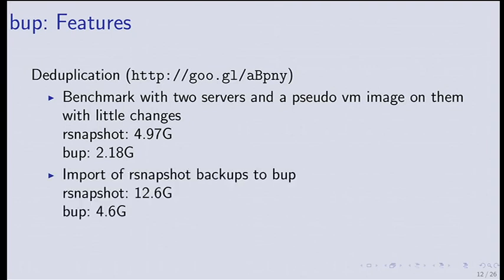I also did an import of my rsnapshot backup. At the moment, I use rsnapshot for my production backups. And my rsnapshot backups are 12.6 gig, and BUP fits it into 4.6.